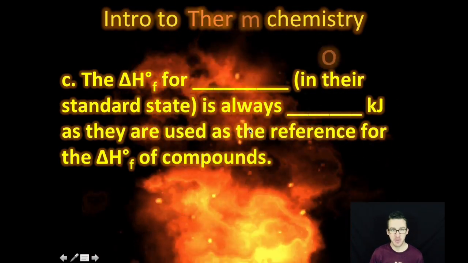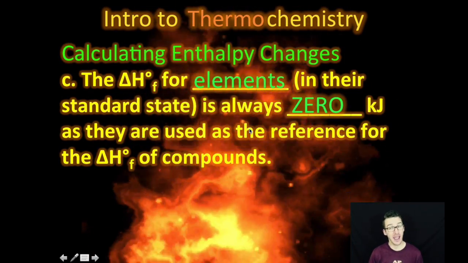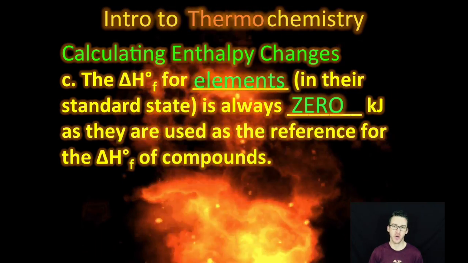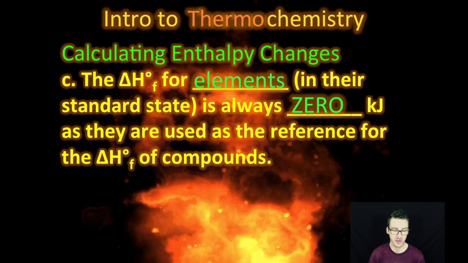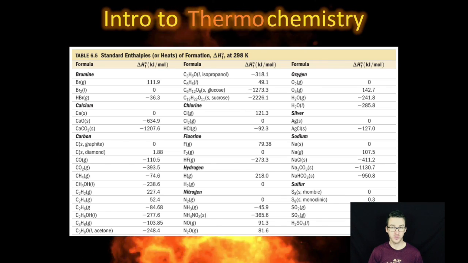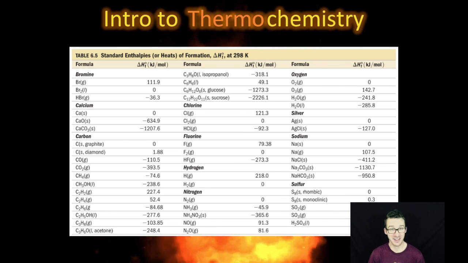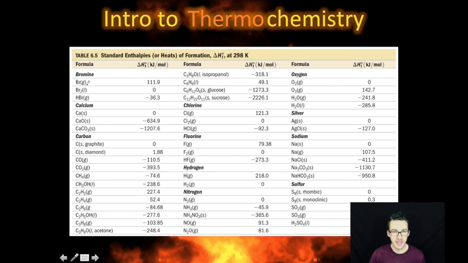And the second thing to keep in mind about heats of formation is that recognize for elements in their standard state, it's always 0 kilojoules, as they're used as the reference as the heats of formation of the compounds. So as you spend your weekend studying a list of heats of formation, that anytime we come across an element in its standard state, its heat of formation is 0.